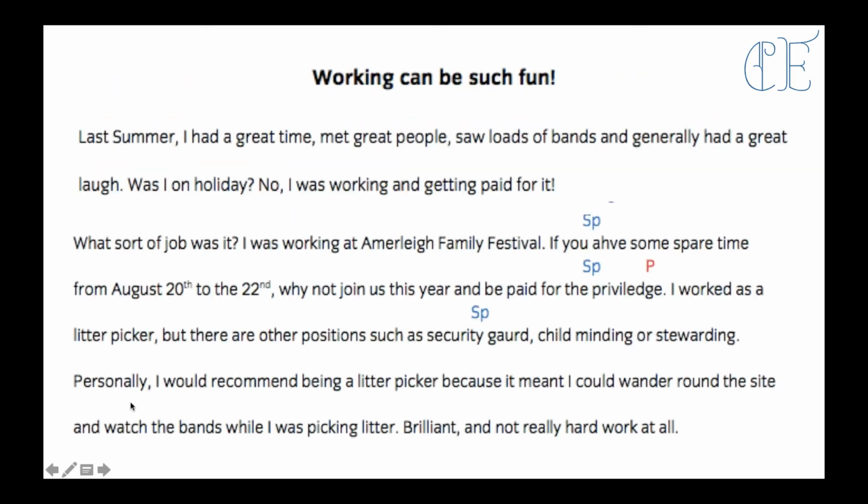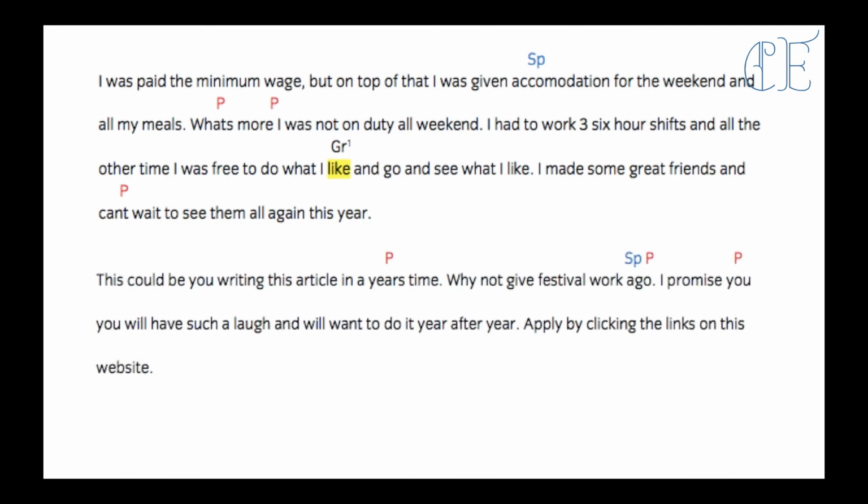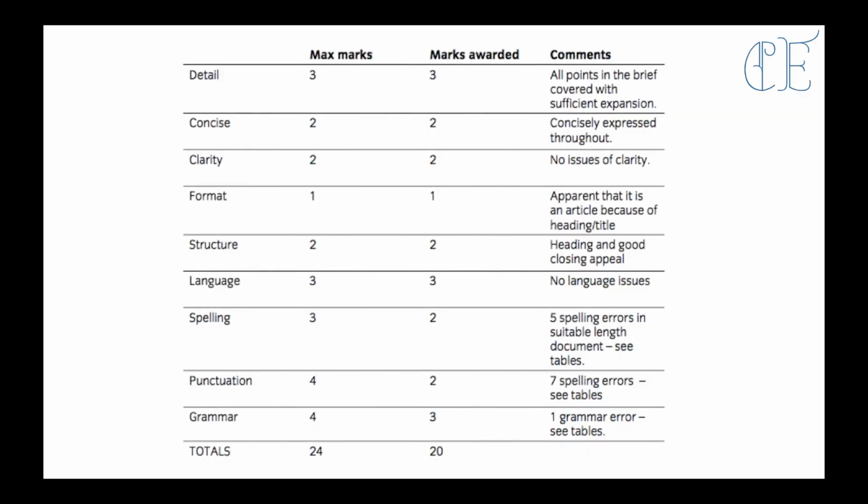It doesn't look as long as you might have thought. Can you see? You've got introduction, paragraph 1, paragraph 2, and close. Okay, I would recommend a little bit longer if you can. However, this student did gain 20 marks out of 24. Okay, so here, detail 3 out of 3, all points in the brief covered with sufficient expansion. It was very concisely expressed throughout. It wasn't all jumbled up using lots of words and writing an entire page that didn't really say anything. It was specific. That's nice. It was clear. There was clarity.